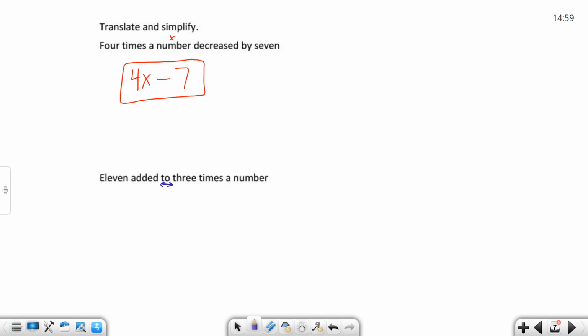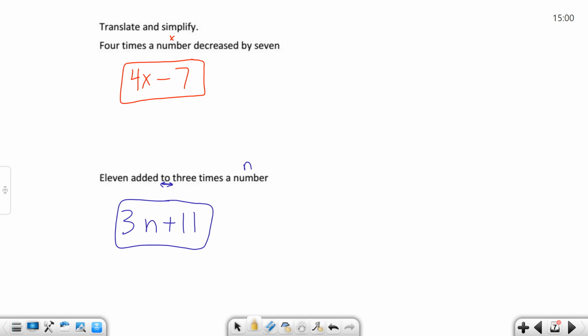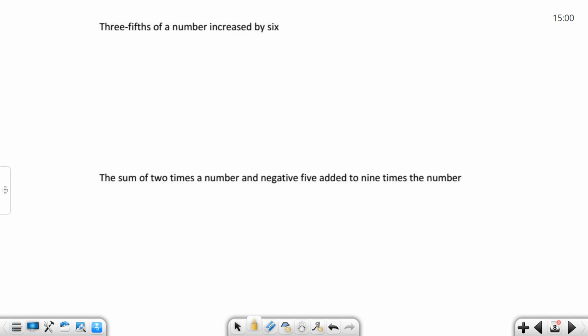11 added to 3 times a number. So again, I'm going to call my number n this time. I'll probably call it something different each time. Okay, so we have 11 added to. So plus 11. Normally it would be 11 plus. And if your teacher doesn't want a strict translation, you probably could write 11 plus. But because the word to is there, I'm going to strictly translate it and turn it around. Added to what? 3 times a number, which is 3n. And again, I cannot simplify that. There's nothing else I can do there. So that is my final answer as far as the translation goes. Translate and simplify. There's nothing to simplify on that one.